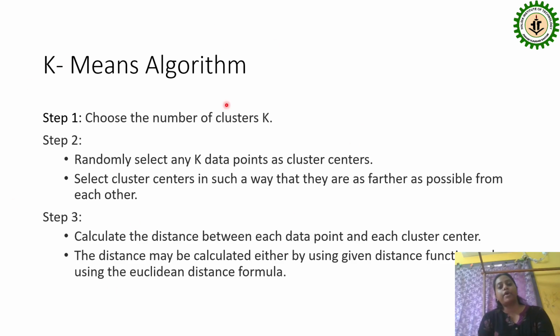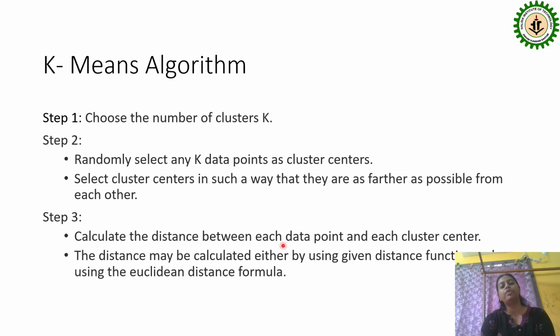Now next, this is the algorithm. What is step 1? Obviously, we have to choose the number of clusters K. That means the value of K we have to assume. Now step 2. Randomly select any K points as cluster centers. Initially K could be any value ranging from 1 to n. Select cluster centers in such a way that they are as far as possible from each other. Now initially we have to select the centers from the data points, or we can select within the range of the data points also.